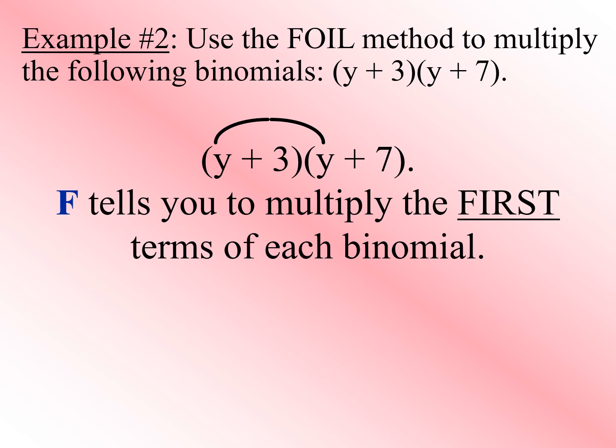Now I have here an example, the quantity y plus 3 times the quantity y plus 7. Again, you can only use the FOIL method if it's a binomial times another binomial. The F tells you to multiply the first terms of each binomial. And what are the first terms here? We have the y and the other y as well. So that will give us y squared, because y times y is y squared. Remember to apply the product rule.